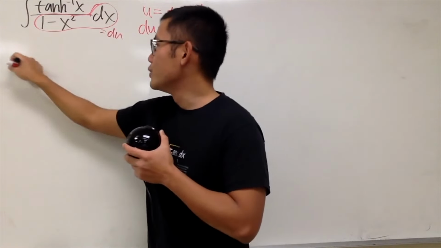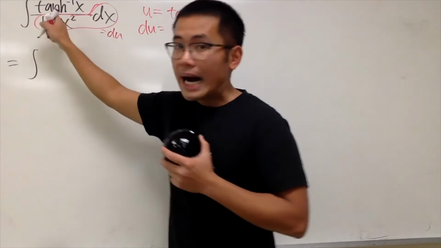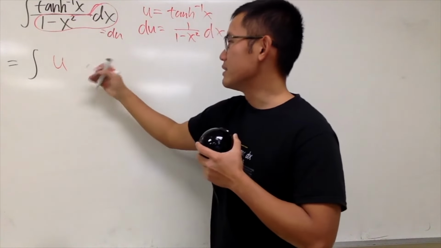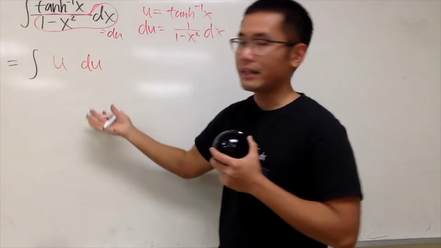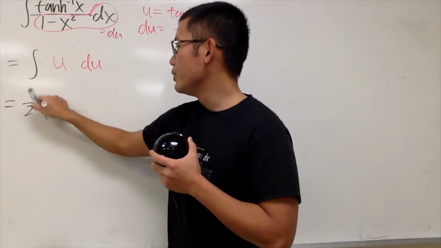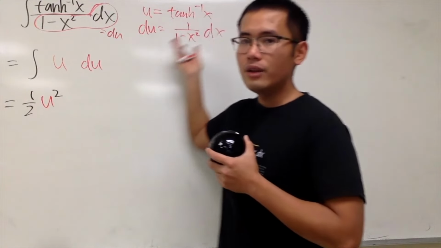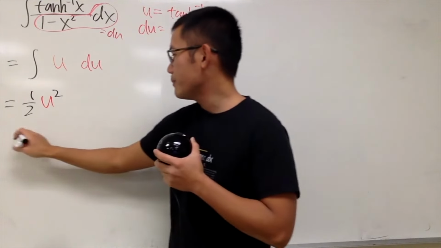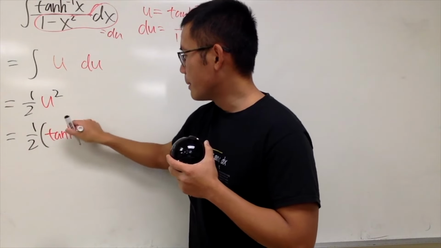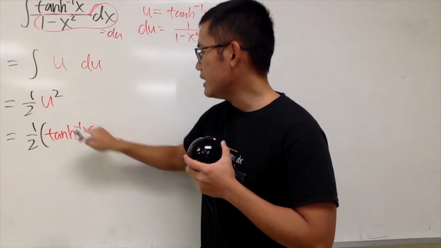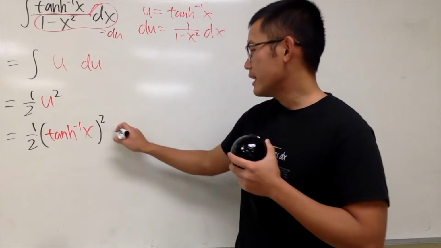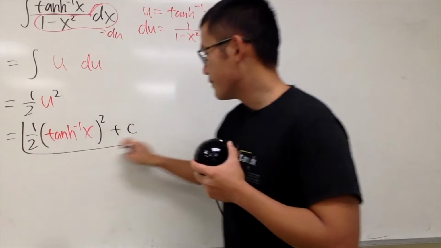So all in all, we just have the integral. On the top is the u, and all this is the du. So we just have u du like that. And now integrating u in the u world, we just get 1/2 u squared. And of course, you can put this down here now. So we have 1/2 parentheses inverse hyperbolic tangent of x, and square that. So that's it. Put a plus c like this.